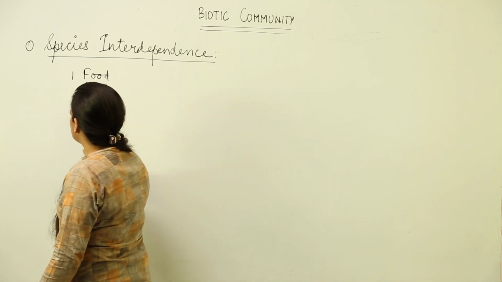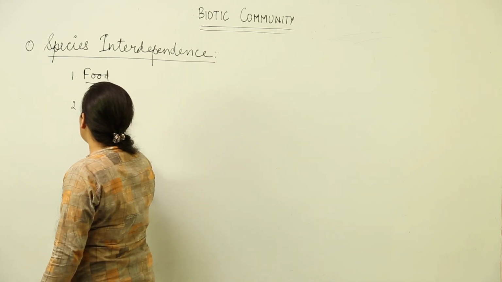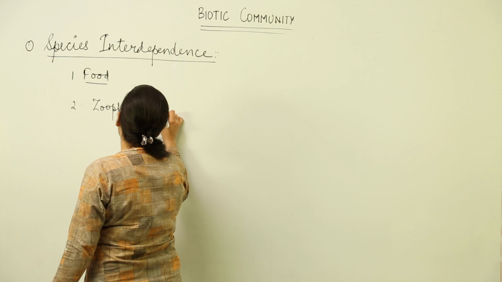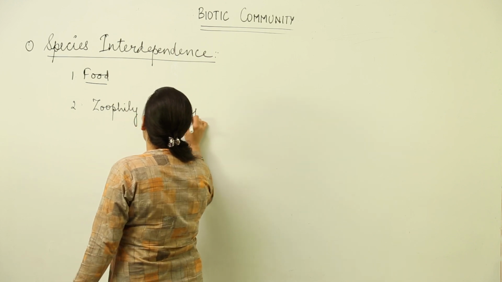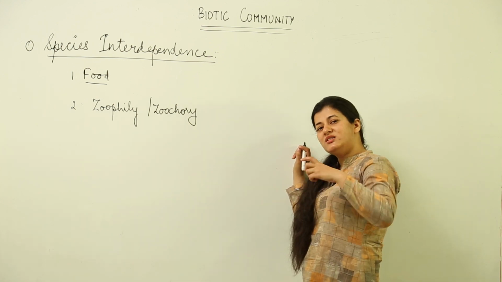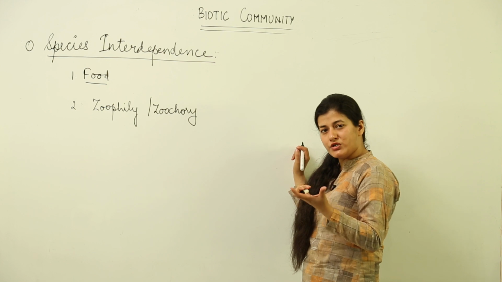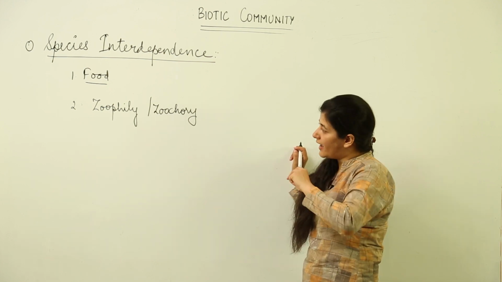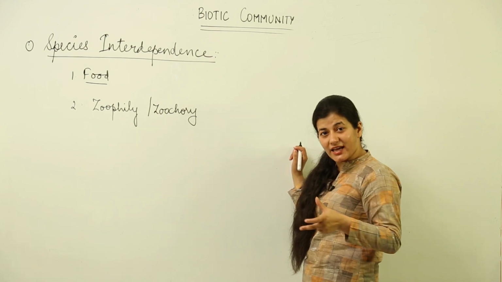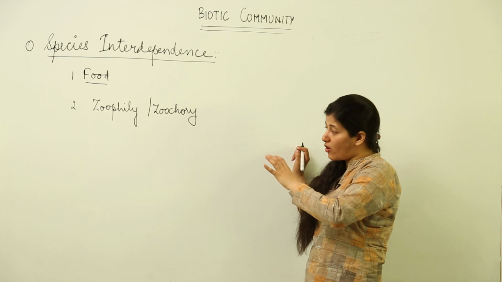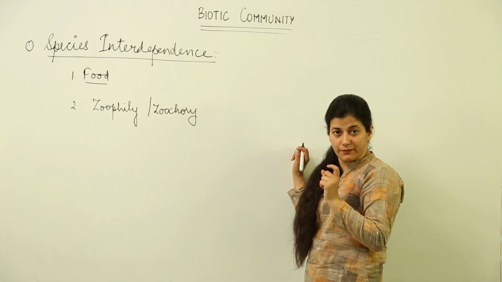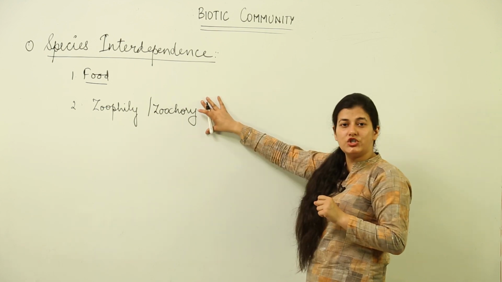Now, the second type of interdependence is that we had done about zoophily, we had done about zoochory. This is another example of interdependence, where we see that certain plant species have developed special morphological features in order to enable pollination, and they are dependent on animals or insects or birds for the development of the pollen grains and for pollination. So this is another example of species interdependence.